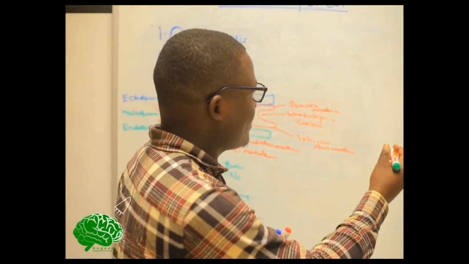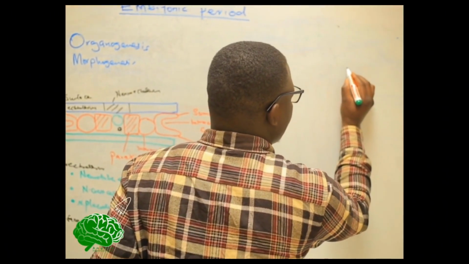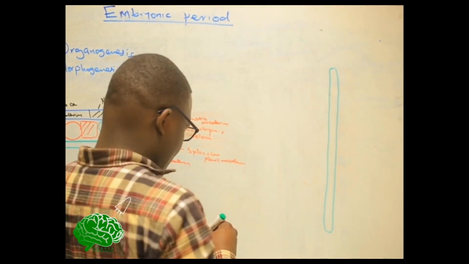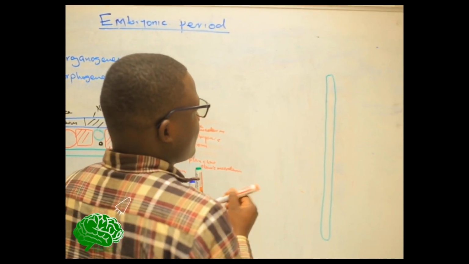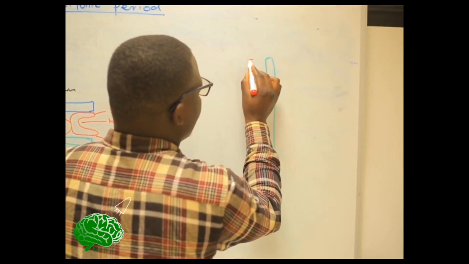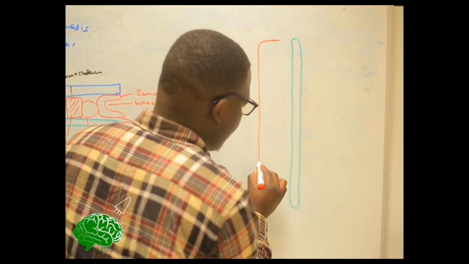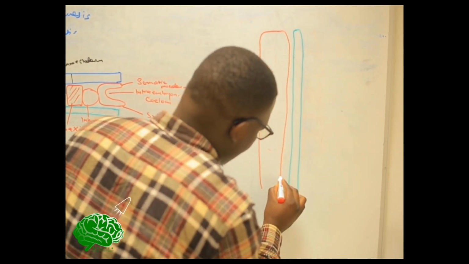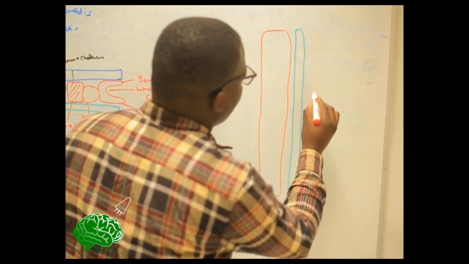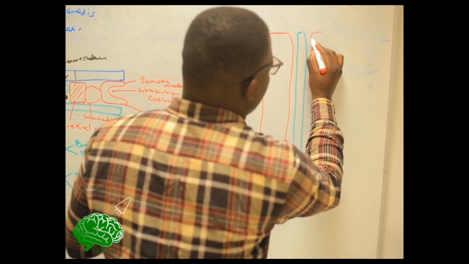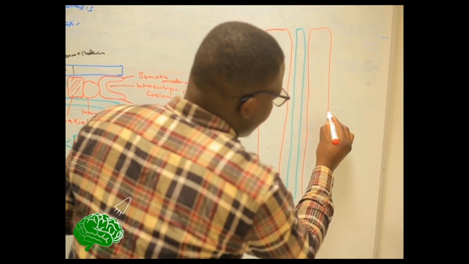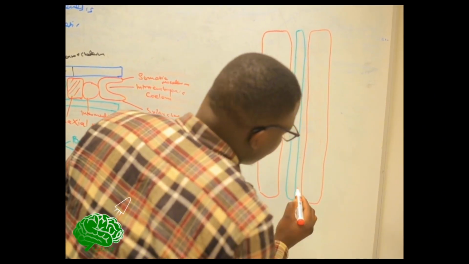Now let us look at this structure in a longitudinal view. So we shall have here our neural tube. Then just adjacent to the neural tube will be the mesoderm, which I will term the paraxial. That is actually the one which is closest to the neural tube. This is our paraxial mesoderm.